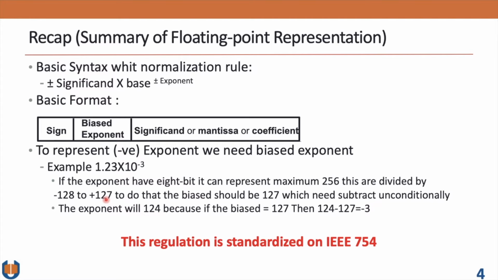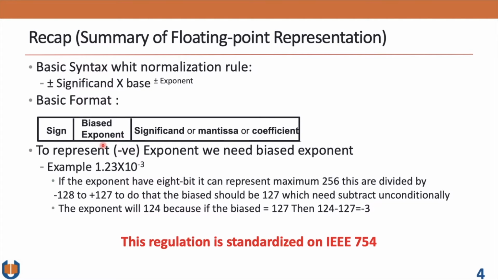And how does it come about? For example, if your exponent is -3, that means the stored value of the exponent should be 124. And how does the -3 come? This 124 is subtracted from 127 and you will get -3. So you don't need another sign bit for the exponent part to represent the negative number. Using the biased value, you can represent both negative and positive numbers.